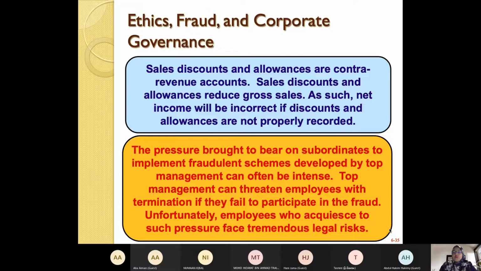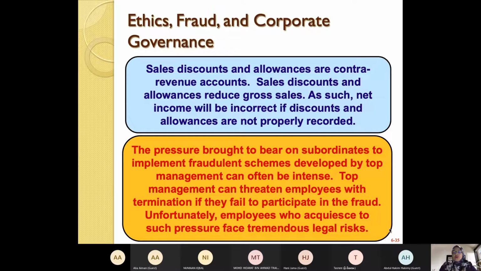The pressure brought to bear on subordinates to implement fraud schemes developed by top management can often be intense. Top management can threaten employees with termination if they fail to participate in the fraud. Unfortunately, employees who acquiesce to such pressure face tremendous legal risk.